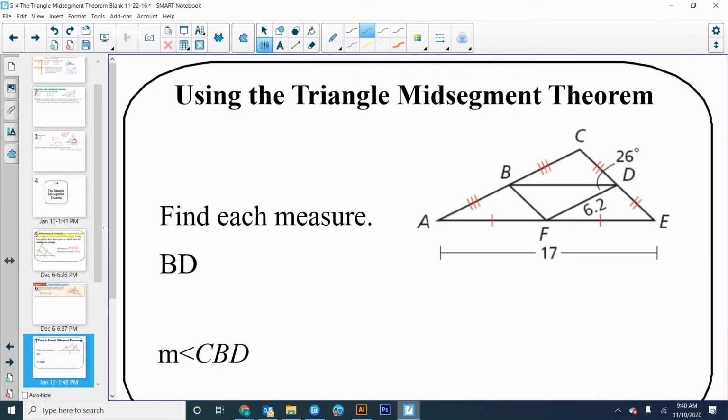So let's go ahead and do this example together. Go ahead and copy down the picture. I'll give you a second to copy it down, and we'll work this one out together. There's a lot of relationships to notice in this diagram.